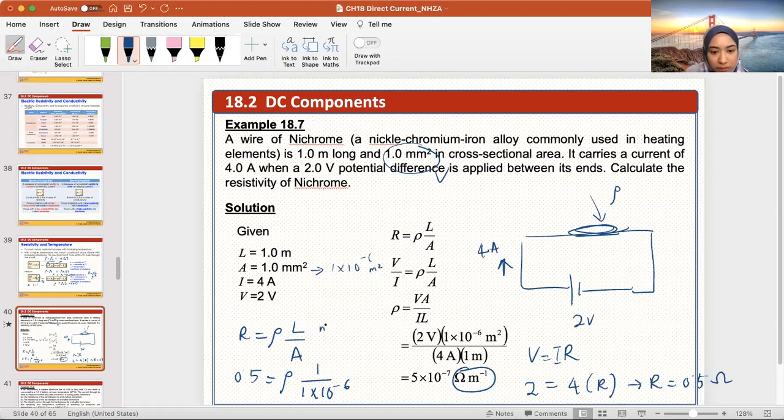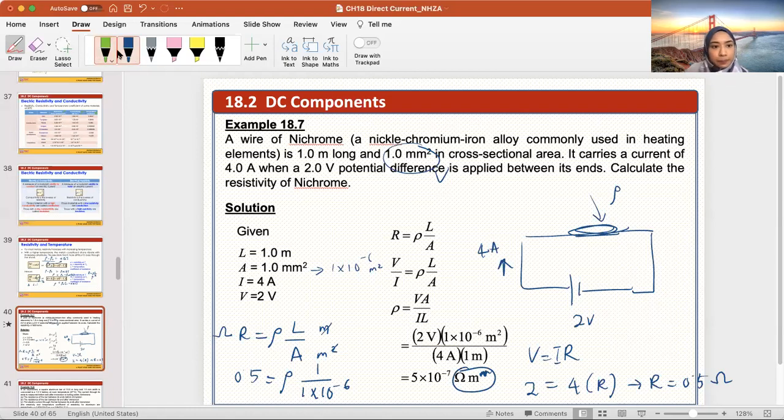This is meter. This is ohm. This is meter squared. So meter cancels out with meter. Rho should be ohm meter. So this is wrong. It should be ohm meter.